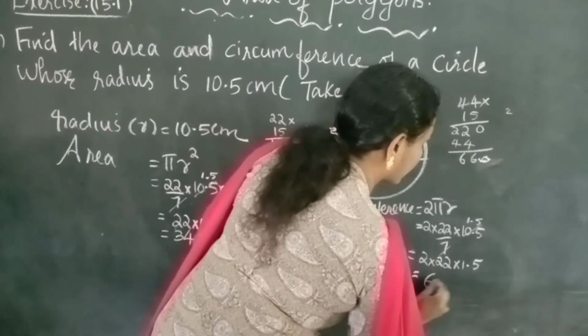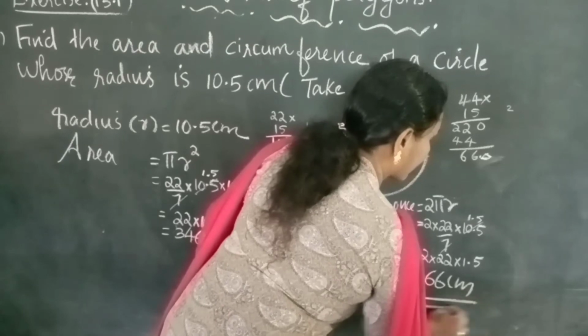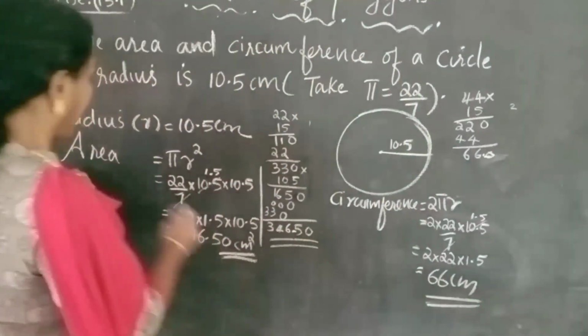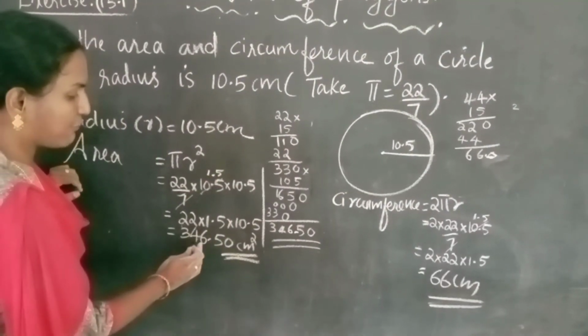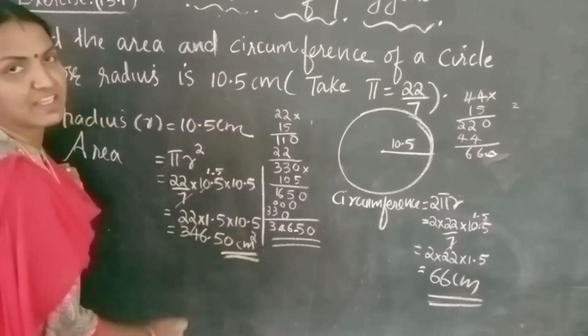So it is equal to 66 centimeter. Circumference is 66 centimeter and the area is 346.50 centimeter square.